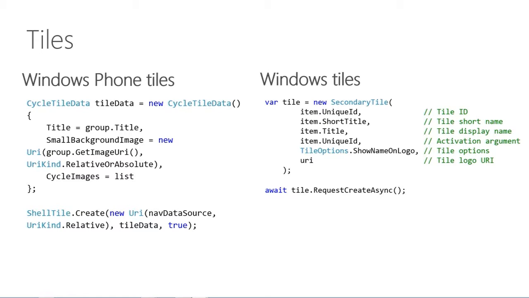Windows, it's actually a little bit easier. You new up a secondary tile, give it a unique ID that it can be referred to as, a short title, a long title, activation argument, and then there are some options that you can define. In this case, we're showing the name on the logo, and then giving it the URI to the image, to the logo of the tile, and then you use the request create async method to create that tile. So you can see they're completely different in the methods that you're using to create those. And so, again, it makes it a little bit more difficult to share code among those two.